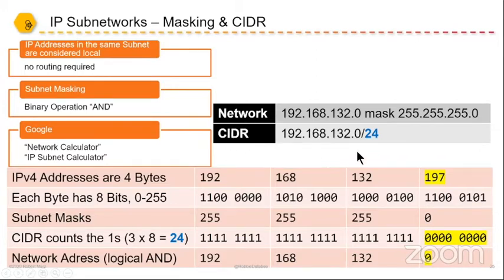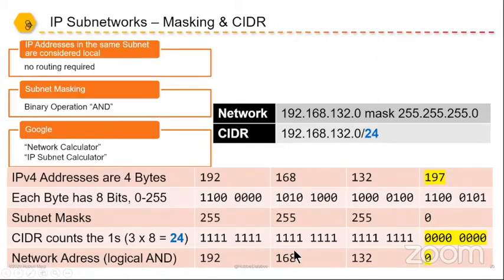The CIDR notation is just the IP address, a single IP address from the network. Usually you use the lowest one, the network address, but you can use any other, and a slash, and a number. And the number is calculated very simply. You just have to count the ones in the network mask. So if you have a look at the binary representation of the network mask here in the fourth line of this table, we will see that there are 3 bytes of all ones. So 3 times 8 is 24. Our CIDR notation is /24. And it's that simple. That is how the CIDR address is calculated.